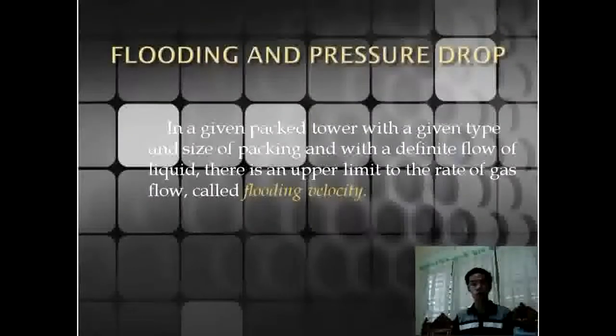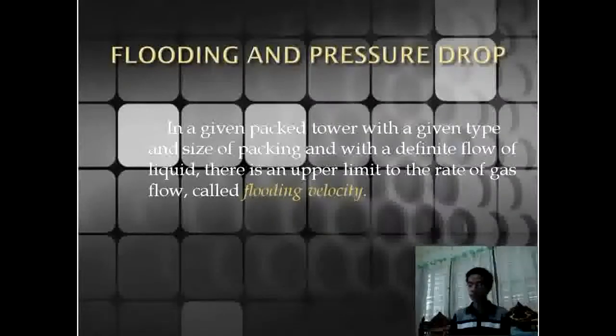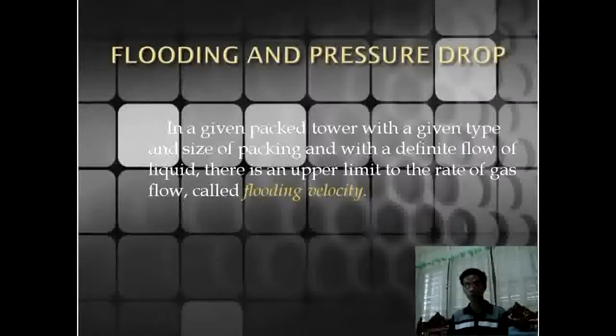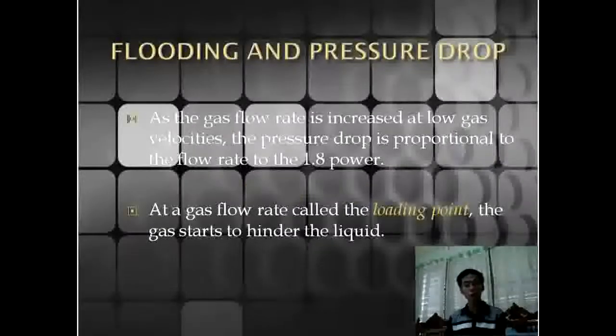I have mentioned earlier that there is an upper limit of the liquid rate that can be handled in packed columns. Well, there also is a limit for gas rates as well. This upper limit is called the flooding velocity, since above this limit, flooding in the column will occur, and the tower cannot operate above this gas velocity. At the flooding point, the liquid can no longer flow down through the packing and is blown out with the gas.